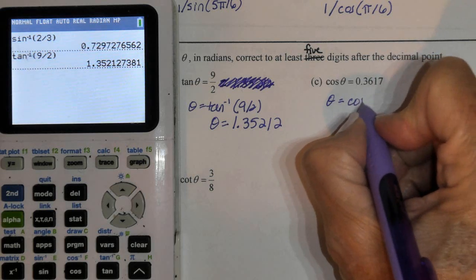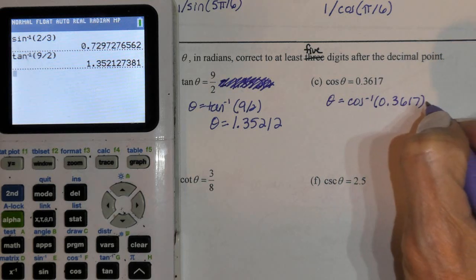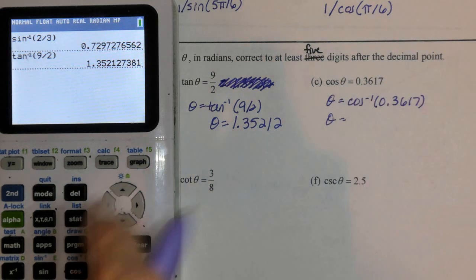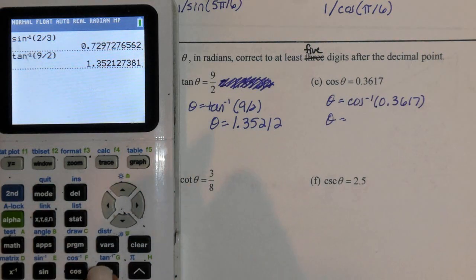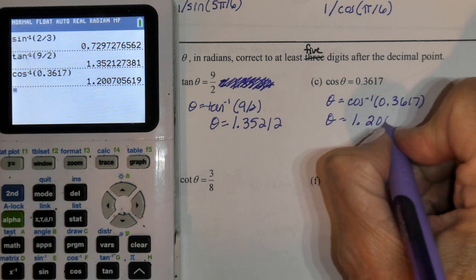Theta here will be cosine inverse of that decimal. So inverse cosine of 0.3617, 1.20070.